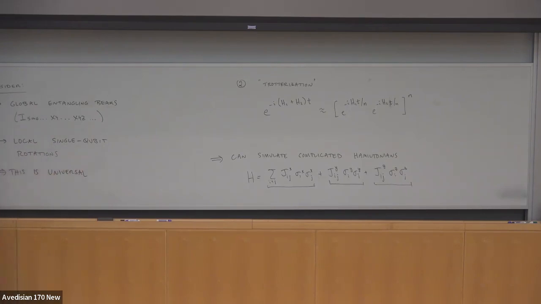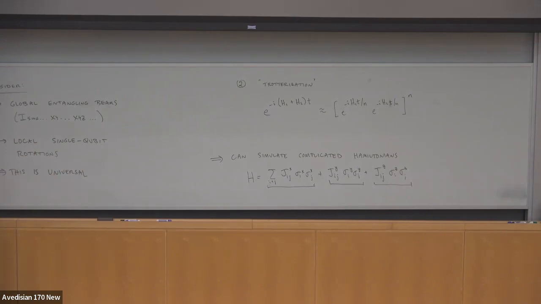Okay, meaning that any unitary that you might want to evolve, be it some weirdo kind of model in many body physics, maybe some quantum chemistry problem, maybe Shor's algorithm is really your jam, and you just want to do it with global entangling beams and local single qubit rotations. Universality guarantees that there is some decomposition which allows you to do it.